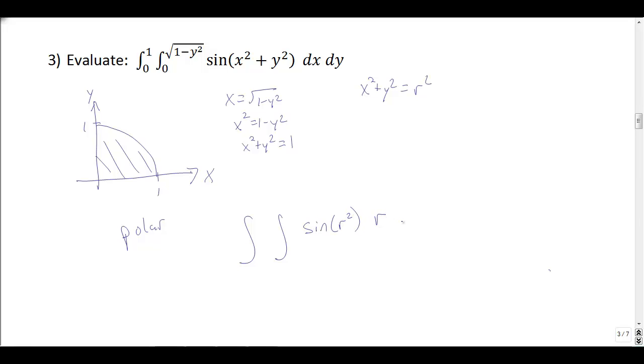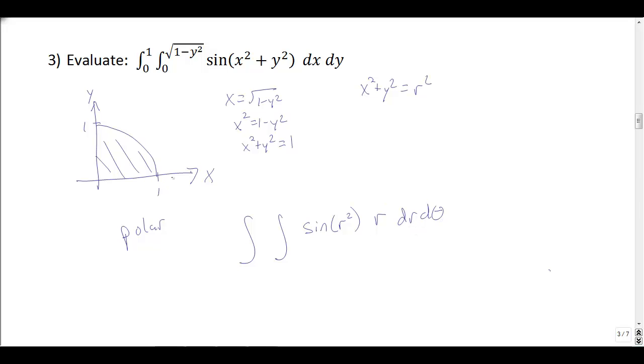Our Jacobian is r. And let's do this dr d theta. Note that the Jacobian of r is going to be really useful because then, integrating sine of r squared, you let u be r squared, du is 2r, you have the r out there. In any case, let's do our bounds.